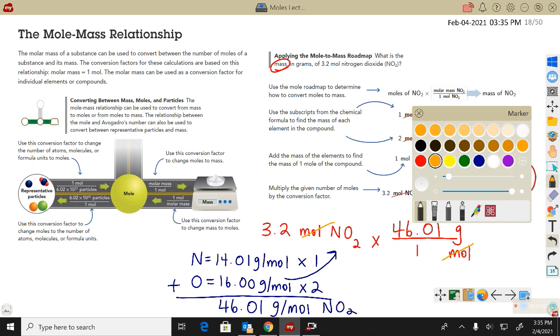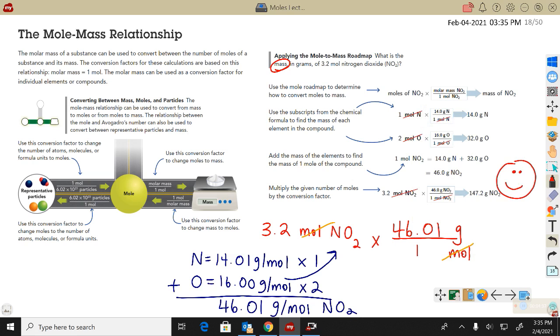But I don't always think about all those individual steps. I think about the proportion. I think about putting my units in correctly to cancel what I have, and then what I want goes on top. Now when I plug this in my calculator, I see that I've got moles on the top, moles on the bottom. Those will cancel. I'm going to multiply any numbers across the top and divide by anything on the bottom. So I just take my 3.2 times 46.01, and you can divide by 1 if you want to.